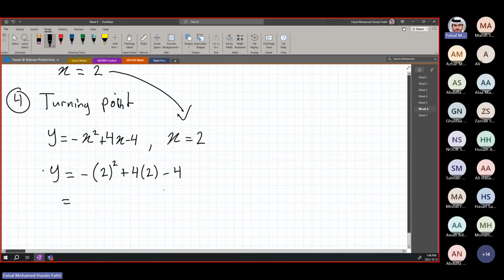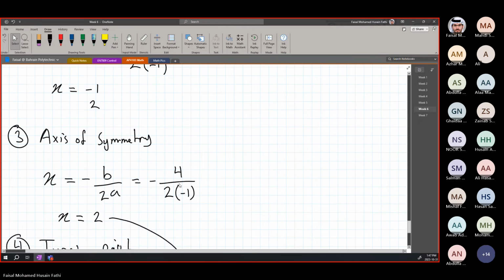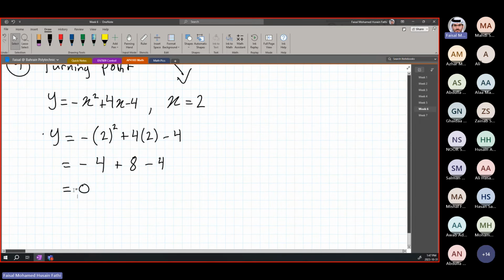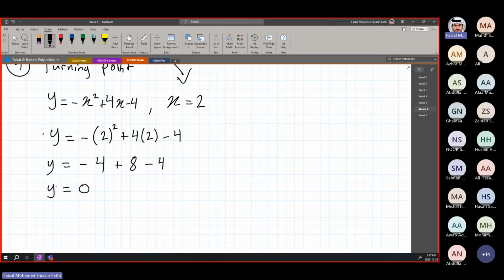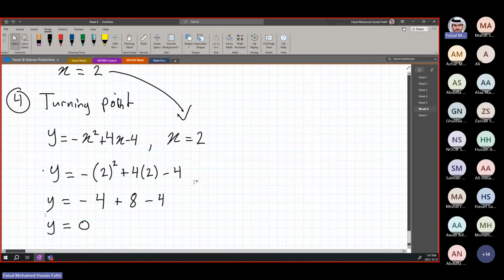This is equal to 2 squared is 4, so minus 4. Okay? Make sure the minus here is on the outside. Don't put it inside the parentheses. So minus 4 plus 4 times 2 is 8 minus 4, which is going to be equal to 0. Now, if you notice, the turning point here is when y is equal to 0. And when y equals 0, we're basically finding the x-intercept.